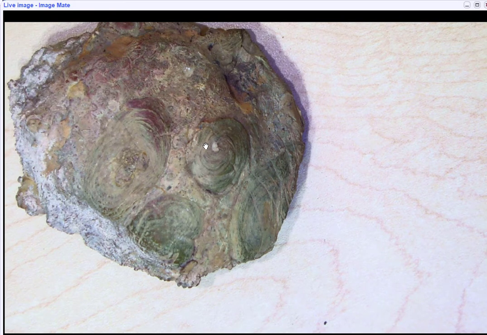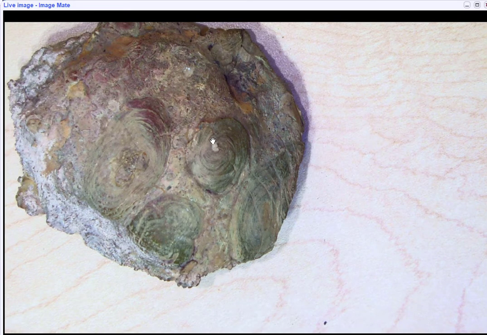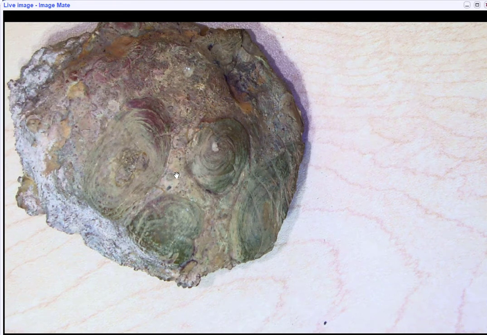I don't have it in the lab, but for sample number 2, the common name is an oncolite. So I'm doing this together with you: an oncolite. More specifically, these are also believed to be formed by cyanobacteria. So you would say the kingdom or domain, in this case, Bacteria, and for class, you want to say photosynthetic cyanobacteria. In fact, these samples are from the Chambliss Formation near Chambliss in the Mojave Desert, the central to eastern part of the Mojave Desert.